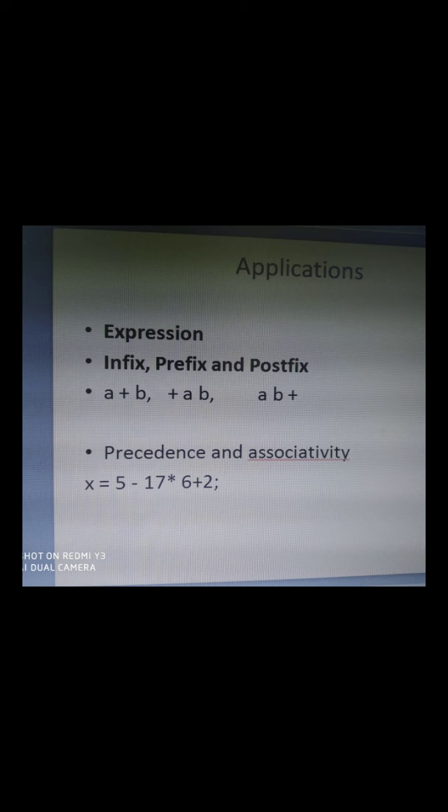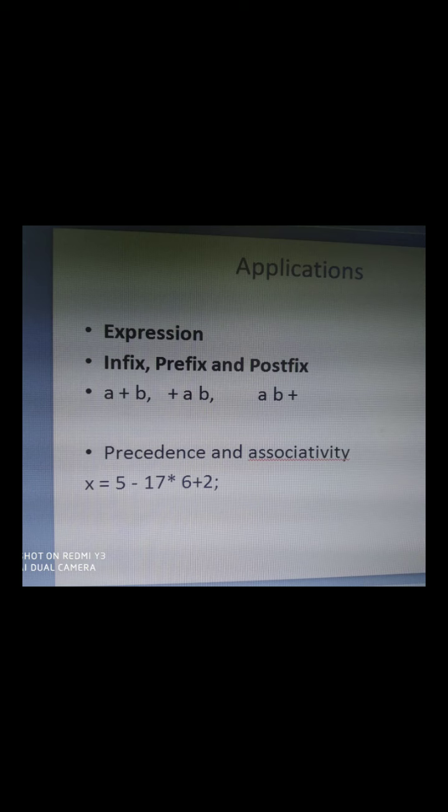Next one is prefix. In the prefix, you represent it as plus a b. Here plus is the operator, followed by a and b as the operands. If the operator is present before the operands, it is called a prefix expression. Next one is postfix expression.